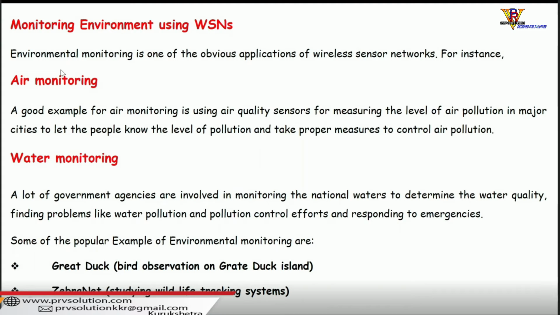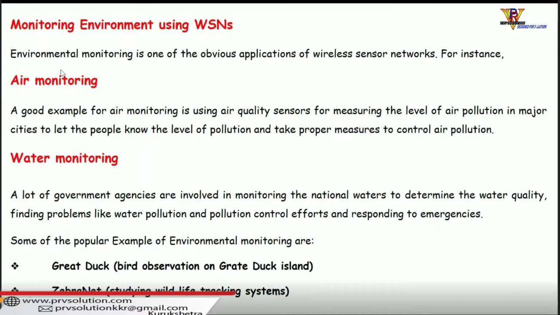Then water monitoring, to monitor the quality of water. Different government agencies are involved in monitoring the national waters to determine the water quality, finding problems like water pollution, control efforts, and responding to emergencies.